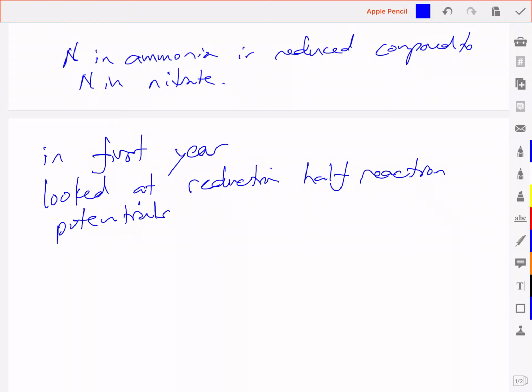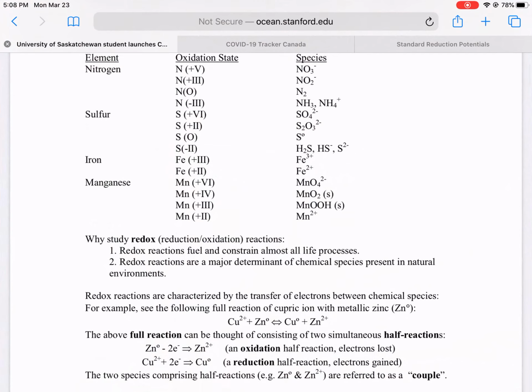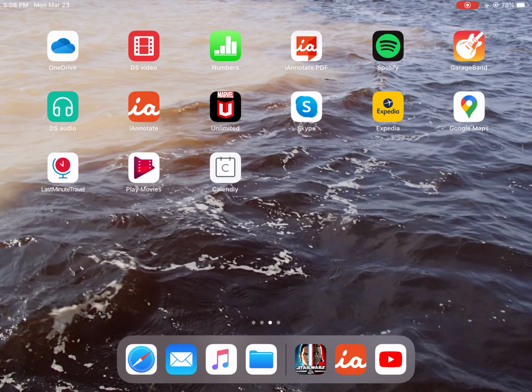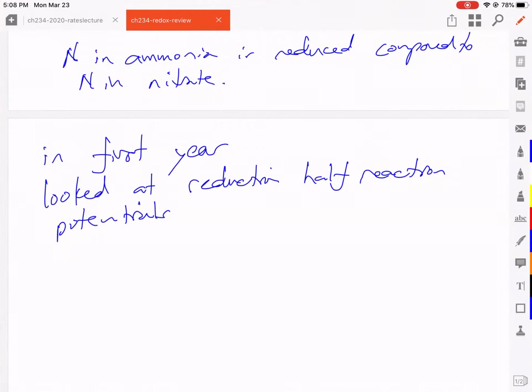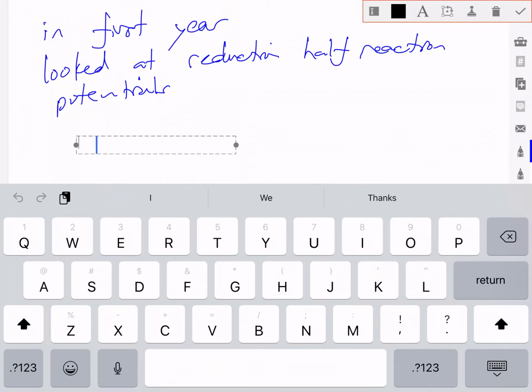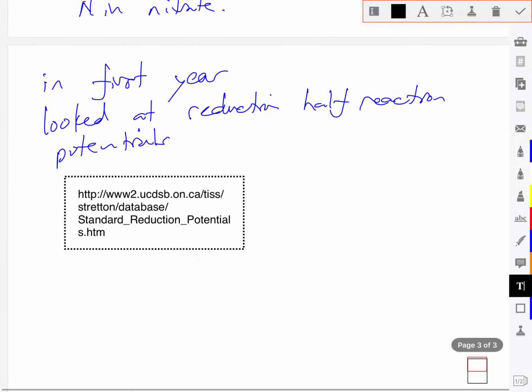Anyway, you're used to in first year half reaction potentials, and you can see I found a website here. Here's what they would look like, standard half reduction potentials. I'll put this website into my notes. Like this. You'll have to cut and paste this because I don't know how to add it as a hyperlink.